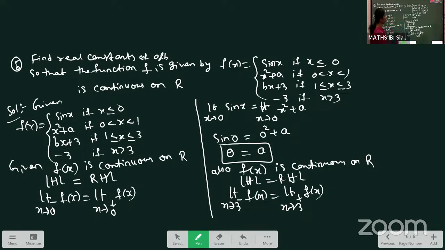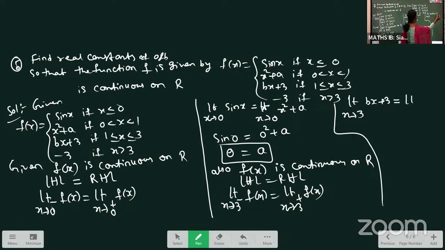Limit x tends to 3 minus f of x, which value do we have to consider? Limit x tends to 3 minus means x less than 3, so the value is bx plus 3. It is equal to limit x tends to 3 plus, and 3 plus means the greater than value, which is minus 3. Now wherever x is there, substitute. So 3b plus 3 is equal to minus 3.